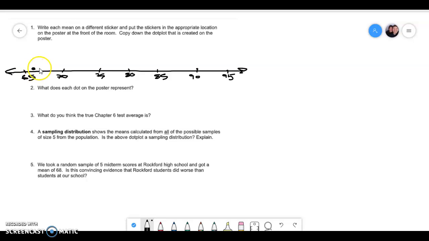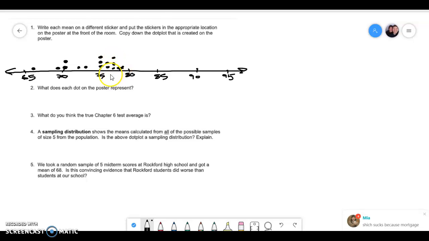We have a 64, a 69. Again, this is the mean. So these are means of several different samples: 71, 72, 73, and 75. We had 3 samples of 5 test scores that came out to have an average of 75. 2 76s, 3 77s, 1 78.